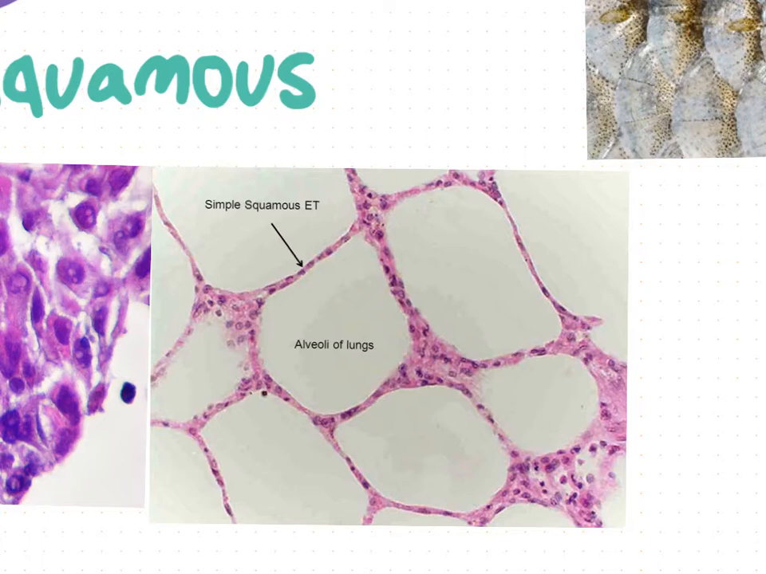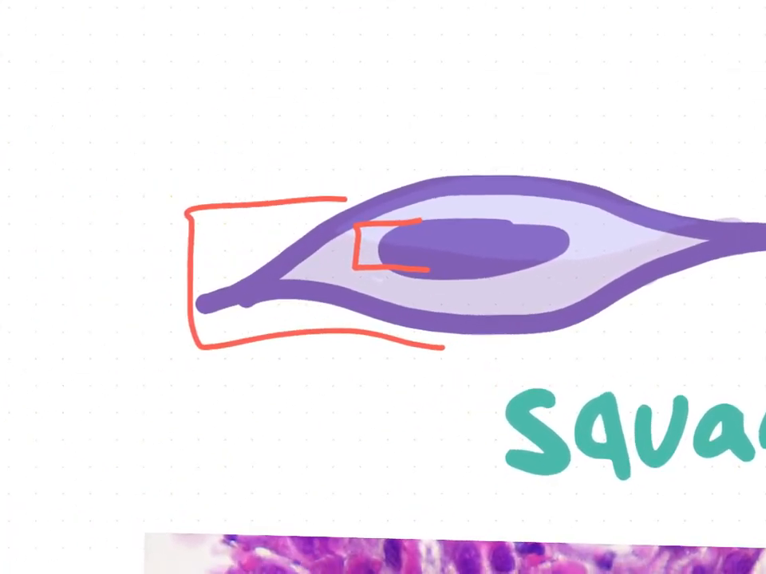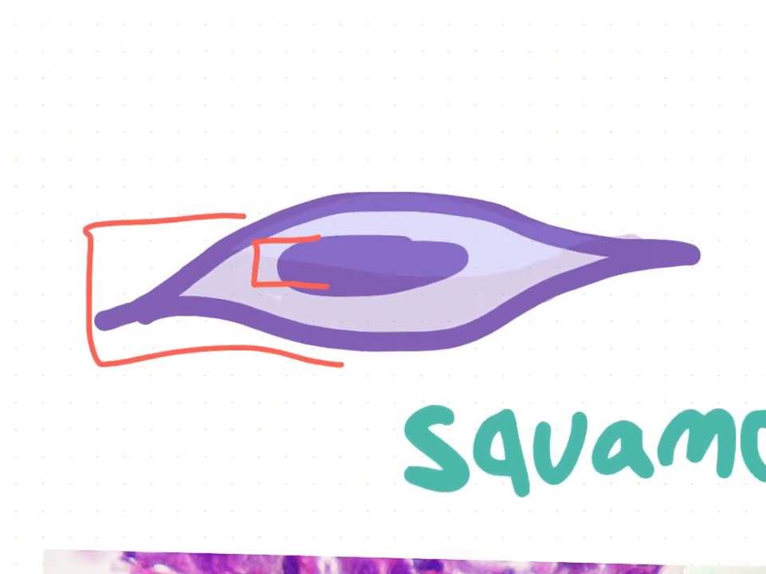I like to relate the structure to the function as well. The way I like to think about it is that because it's so flat and scale-like with the flattened nucleus like I talked about before, and the little amount of cytoplasm it actually has compared to the other cell shapes.